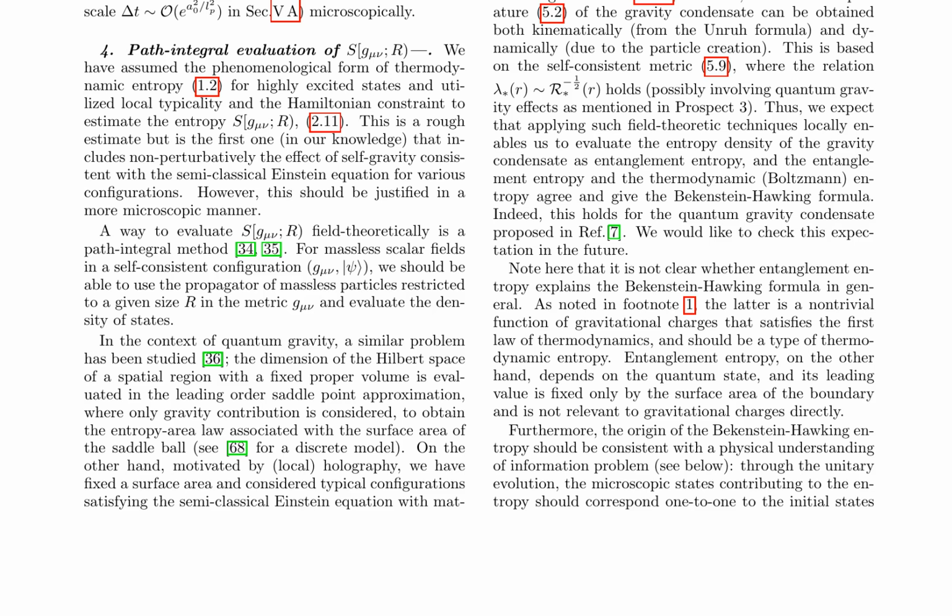While both are measures of disorder or randomness, they have fundamentally different physical implications. Entanglement entropy is a quantum measure of the degree of quantum correlation between subsystems, whereas thermodynamic entropy is a classical measure of the disorder of a system. The paper concludes by stressing the importance of a physical understanding of the information problem, which remains one of the most pressing challenges in theoretical physics.